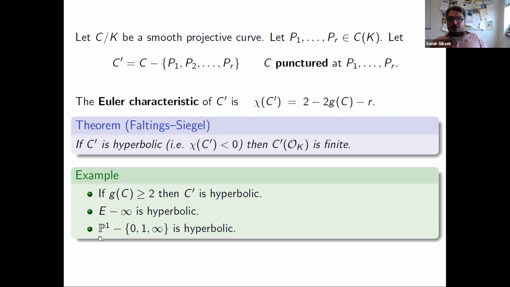And also, you could start off with P1, so the genus is 0, and then you'd have to subtract 3 points. So for example, you could remove 0, 1, and infinity, and this is hyperbolic. And the finiteness of integral points on here is again due to Siegel, but in a slightly different form.